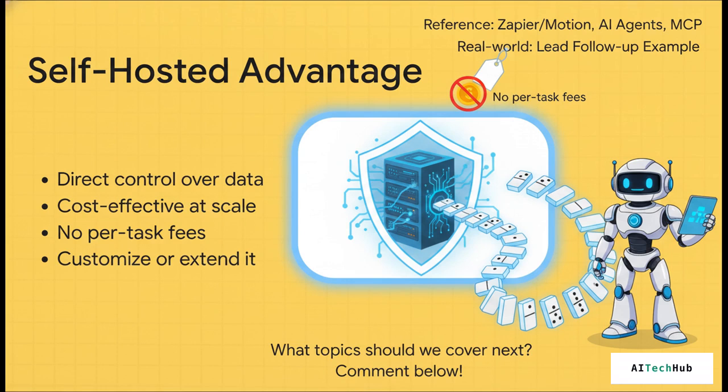But maybe even more importantly for businesses scaling up, you avoid those crushing per-task fees that hosted tools charge. When you're running millions of automations, paying a fraction of a cent every time a domino falls gets incredibly expensive. With n8n, you own the engine. No per-task fees at scale. You can customize it and run it as much as you want.